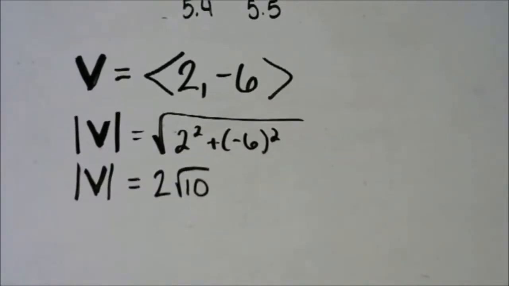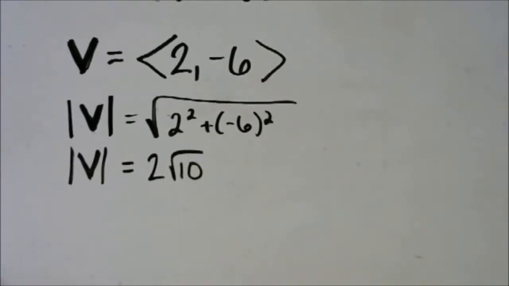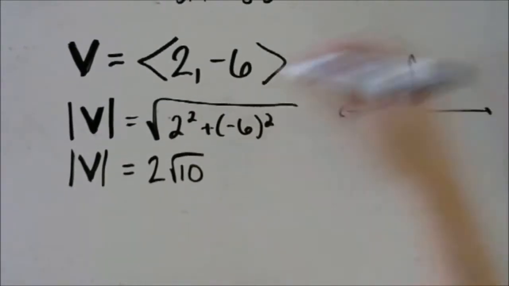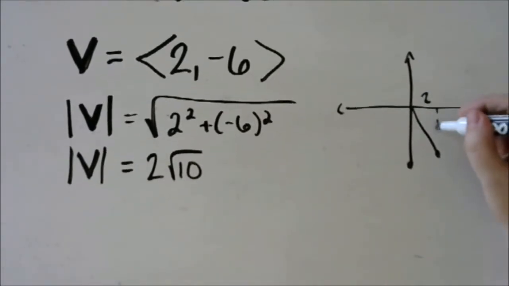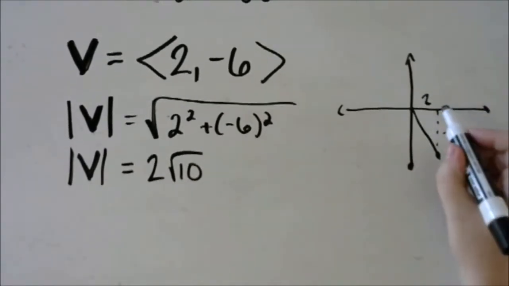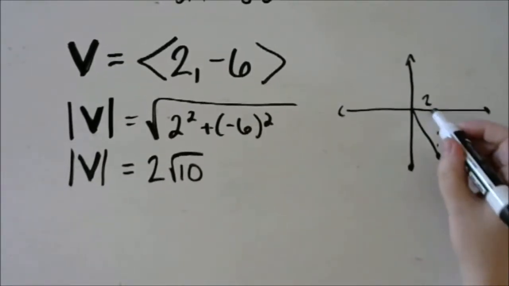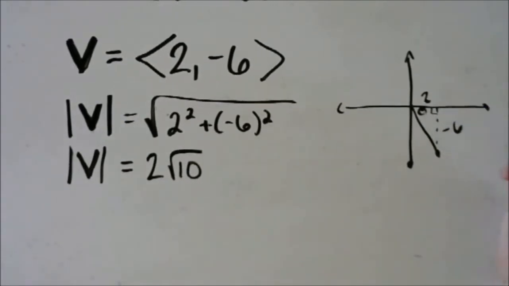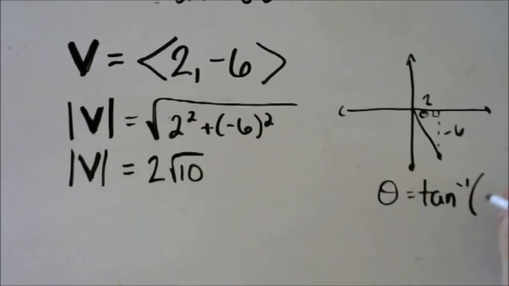And then how do I find the direction? This is the exact same way I found the direction for a complex number. I like to get a graph. 2, -6 is here. Remember, your graph should always connect to the horizontal axis, not to the vertical axis. And then I need to find this angle. Since I have the opposite and adjacent sides, I'm using inverse tangent. Inverse tan of -6 over 2, or -3.